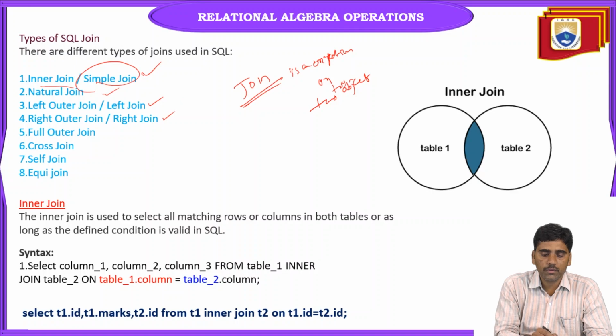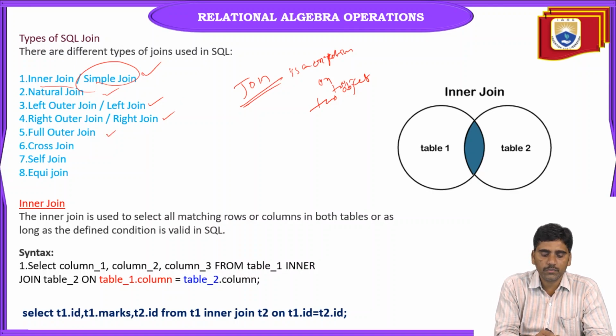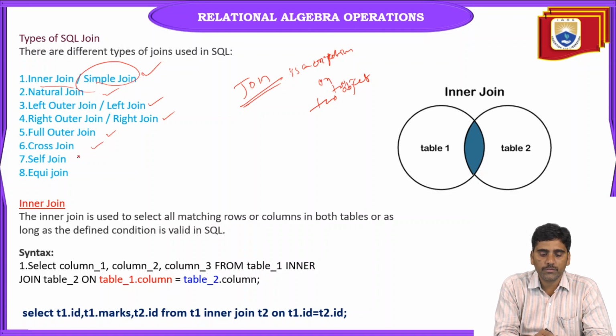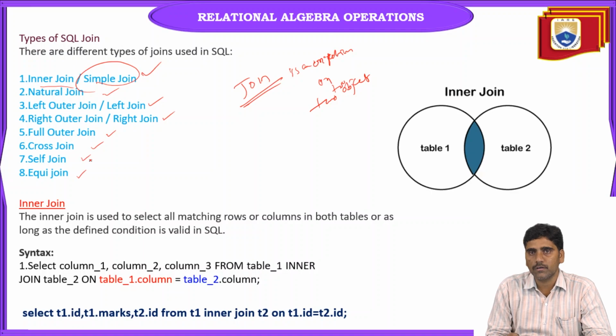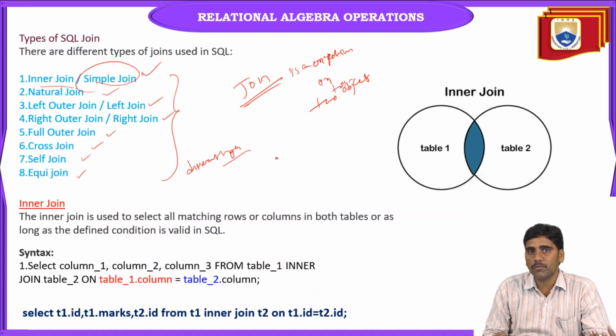The fifth one is full outer join. The sixth one is cross join. The seventh one is self join. And last, equi join. These all are the different types of joins that can be performed on two or more tables.